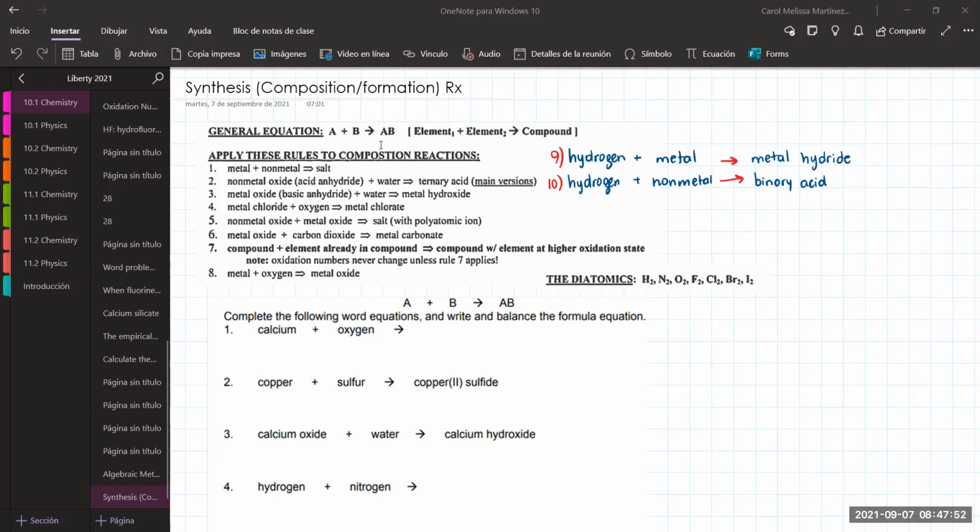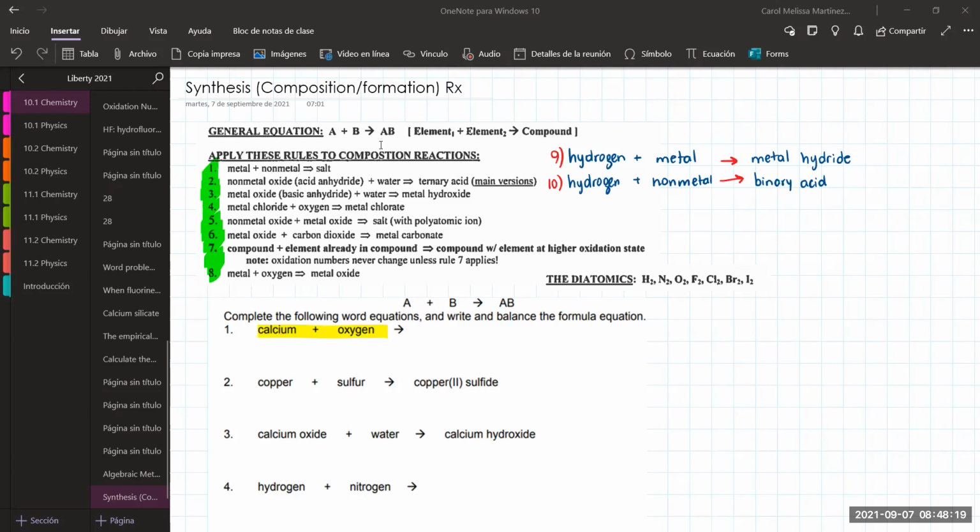In the first one, we're gonna be working in this worksheet. In the first one it says complete the following word equations, and write and balance the formula equation. So first we're going to work with the word equation. We're going to take a look at the first one that says calcium and oxygen. From this, we're going to see to what rule does this apply.